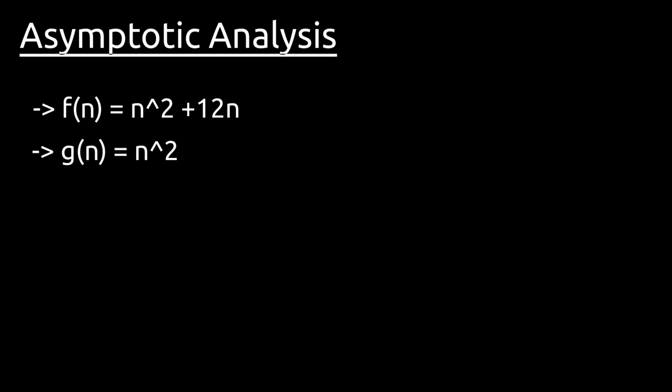Let f of n equal n squared plus 12n, and let g of n equal n squared. In this case, f of n is asymptotically equivalent to g of n. Why is that, you may ask? As n approaches infinity, 12n becomes insignificant in comparison to n squared. Let's look at how these two functions grow.